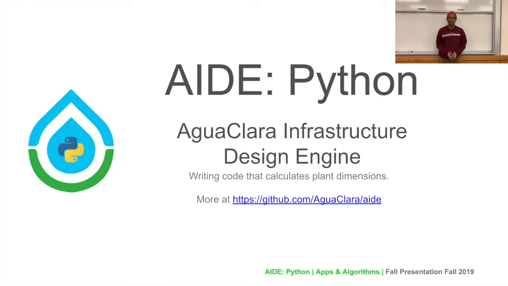Hello, I am Ryan and I am the subteam lead of AIDE Python. We work on the Agoclara infrastructure design engine, which writes code that calculates plant dimensions. And you can see more at this website.